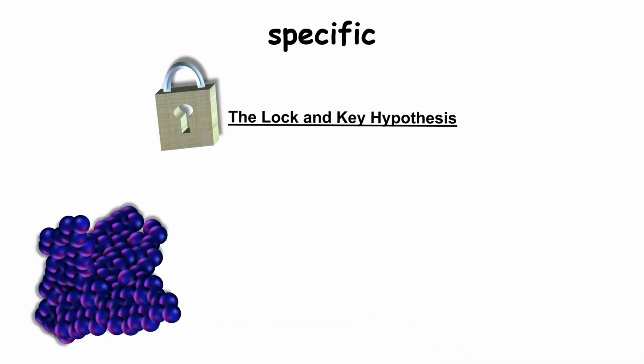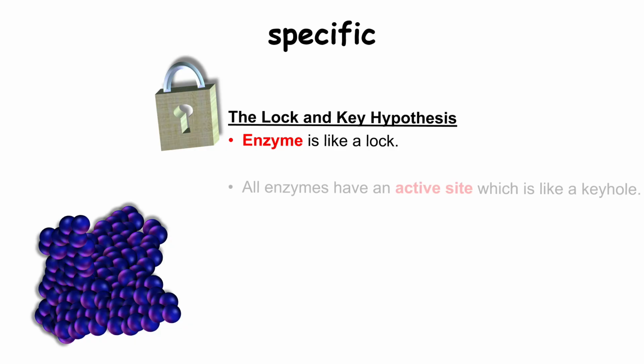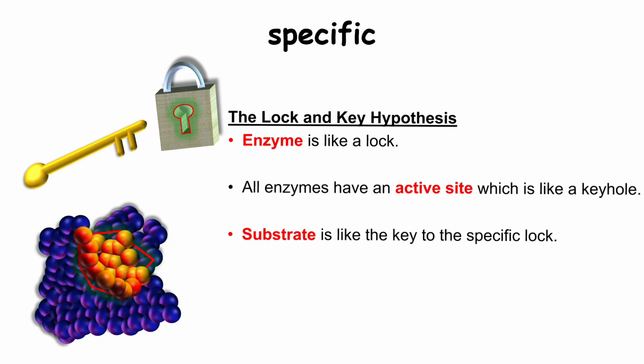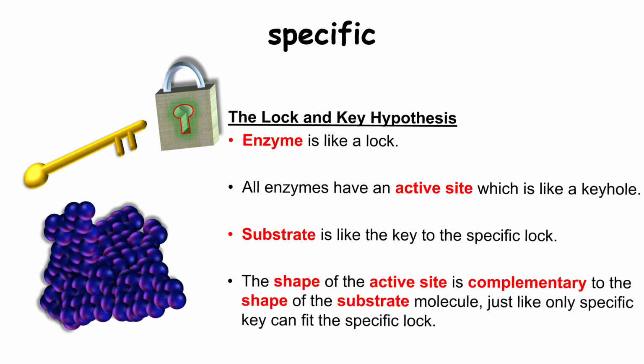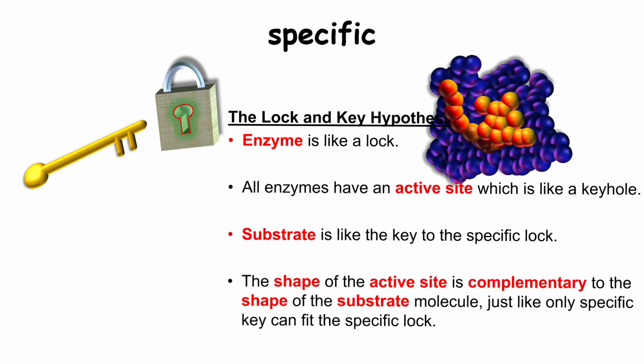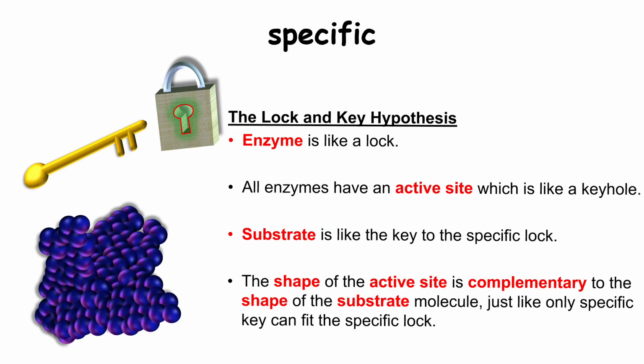The usual analogy used is the lock and key hypothesis, where the enzyme is the lock because it has an active site that is like a keyhole. The specific substrate is like the key to its respective lock. We say that the active site is complementary in shape to the substrate molecule, so only the substrate can fit into the active site, just like how a specific key fits a specific lock that is complementary to it.